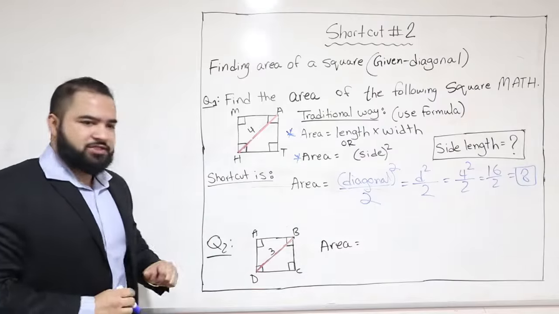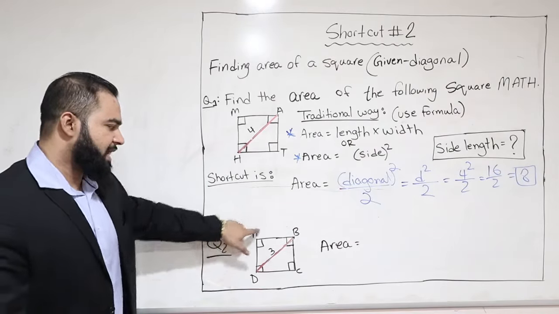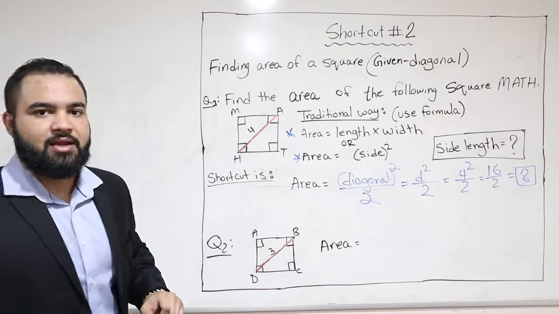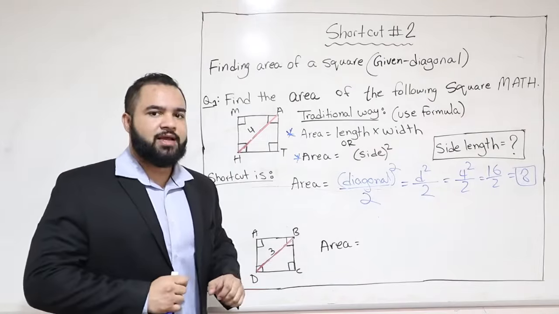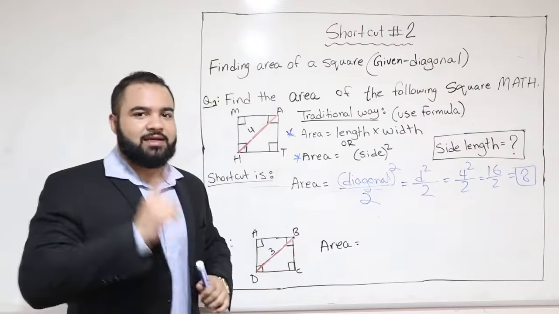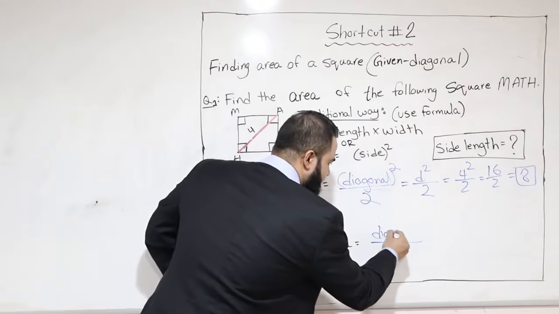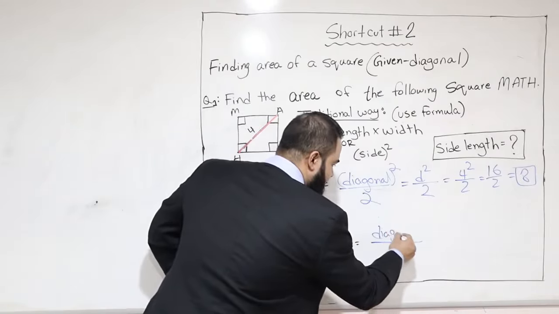Now let's try another question. What is the area of the square ABCD given the diagonal DB is 3? Again guys, what is the formula to find the area of the square knowing the diagonal? You are correct. Square the diagonal and divide it by 2. So the diagonal of this square is 3. So 3 squared divided by 2. So that's 9 divided by 2, which is 4.5. Remember guys, square the diagonal and divide it by 2.